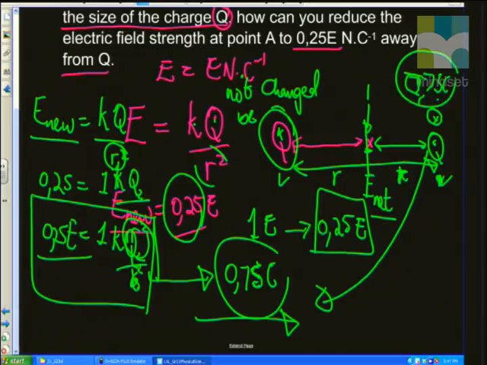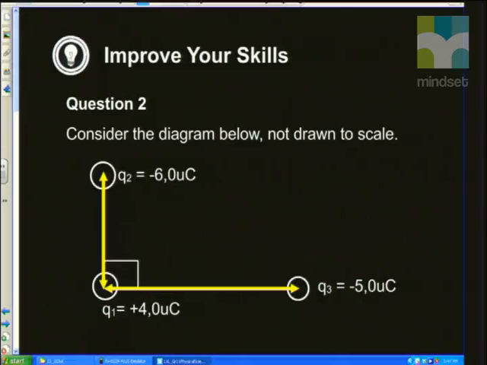0.75 coulombs to bring that one down to 0.25. Remember, it was 1 first. So if you take 0.75, you will bring it to 0.25. That's 1 minus 0.75, giving us 0.25. So that's what you should have done there.